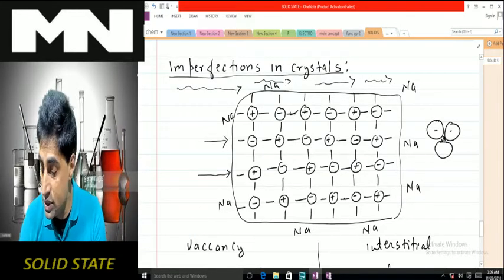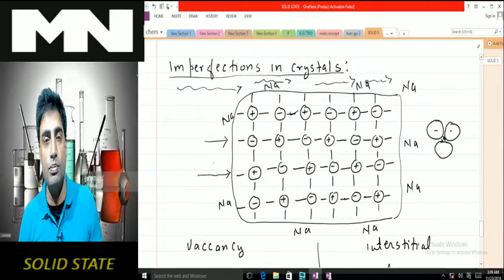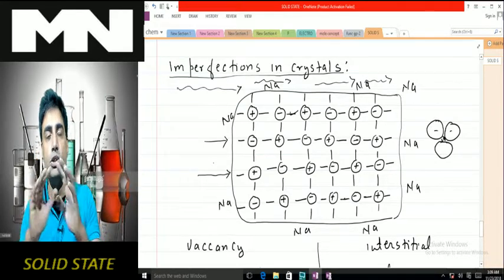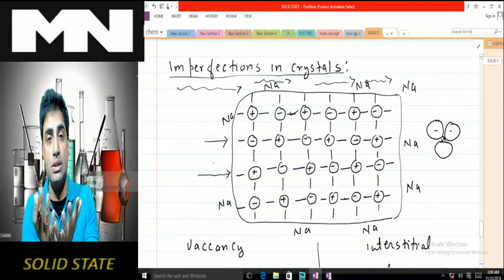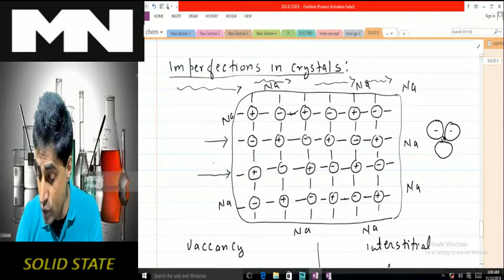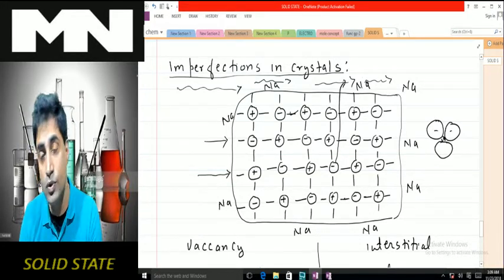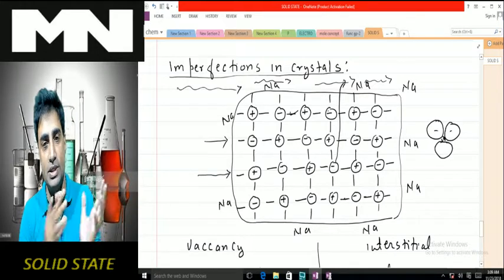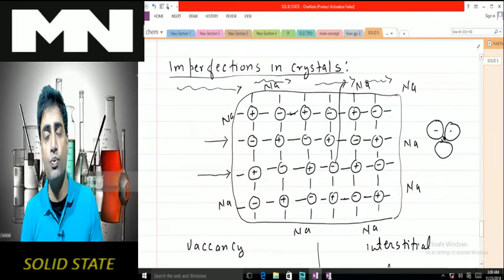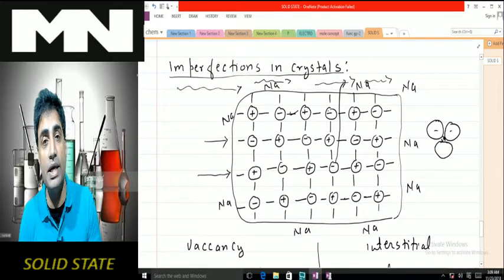Now what happens, since the concentration of sodium atoms at the surface is more, because sodium has got adsorbed on the surface of the crystal, some of the chloride ions will move out. Suppose this chloride ion is moving out to combine with this sodium. A definite number of chloride ions are moving out. It means in this situation you are having more Na positive than Cl negative.